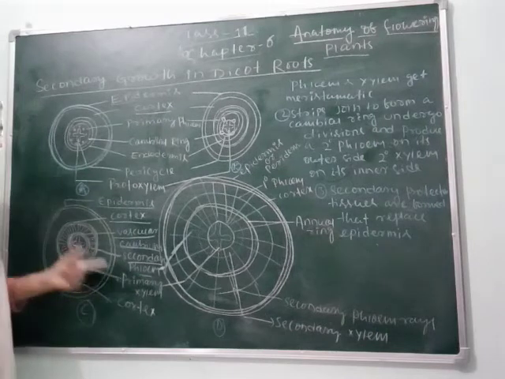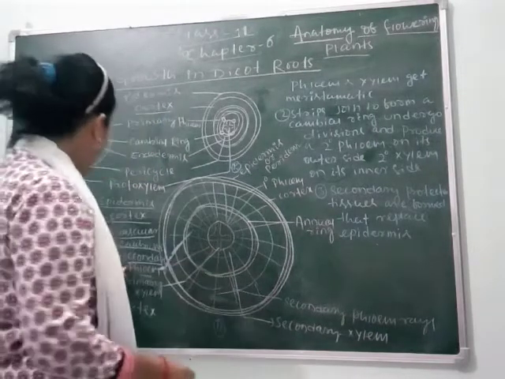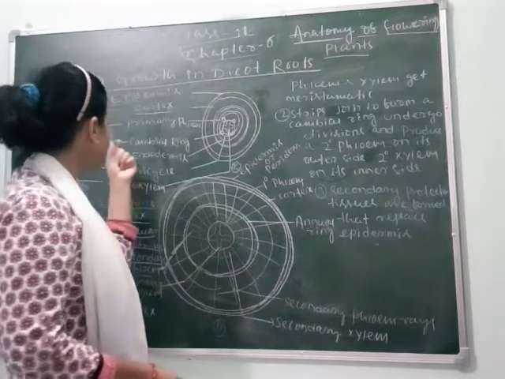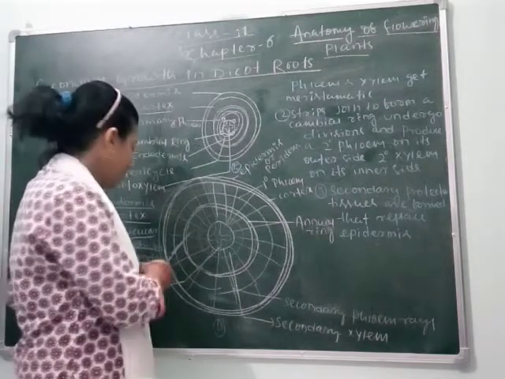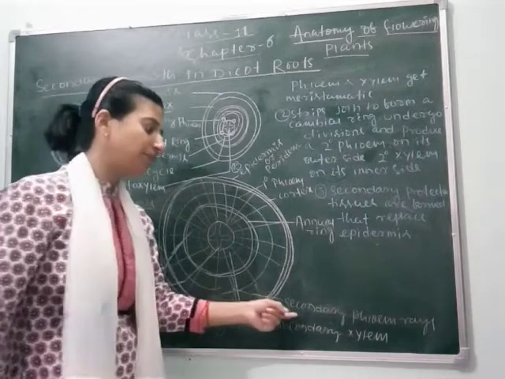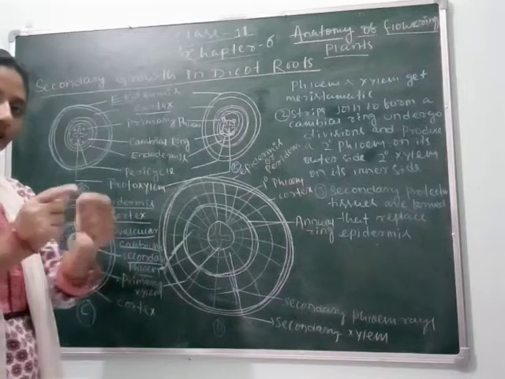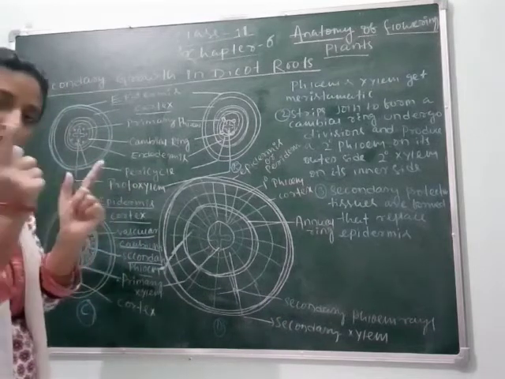This primary xylem further divides to form secondary xylem, and the primary phloem which we see in the first two diagrams. In the third and fourth diagrams we can see that secondary phloem rays are formed, means the rays cross or intersect the phloem.